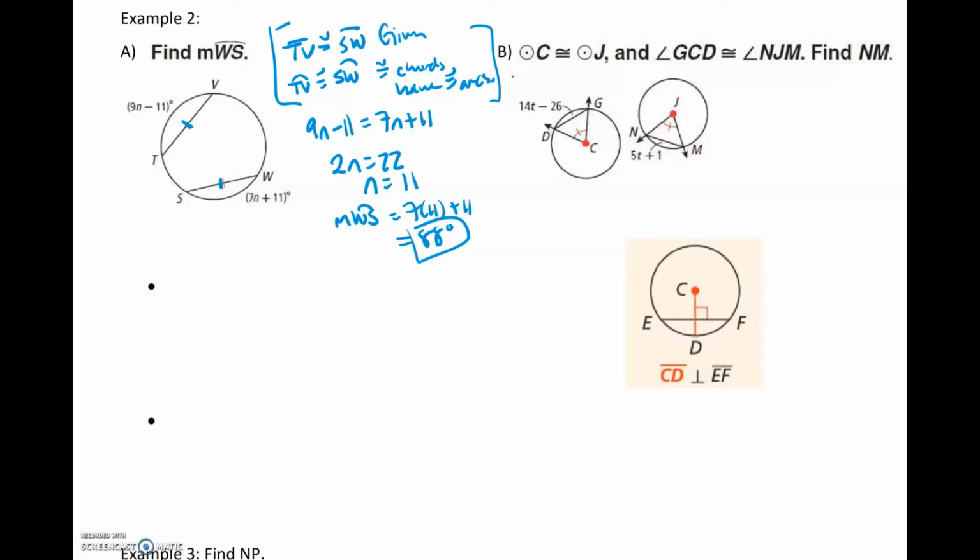Okay, take a look at part B. Think about this on your own for a minute. Think about how you want to set up that equation. Think about what the diagram gives you.